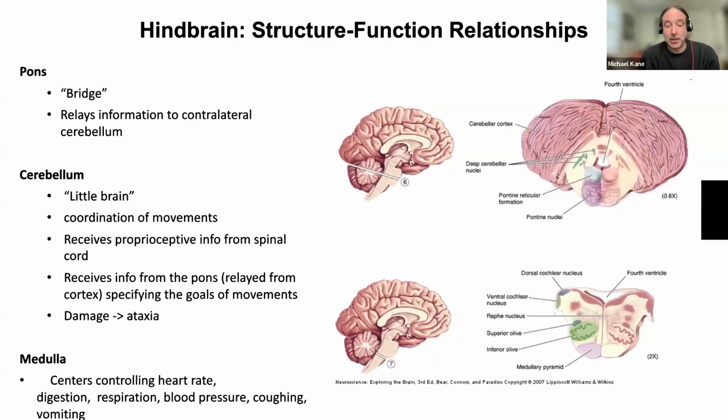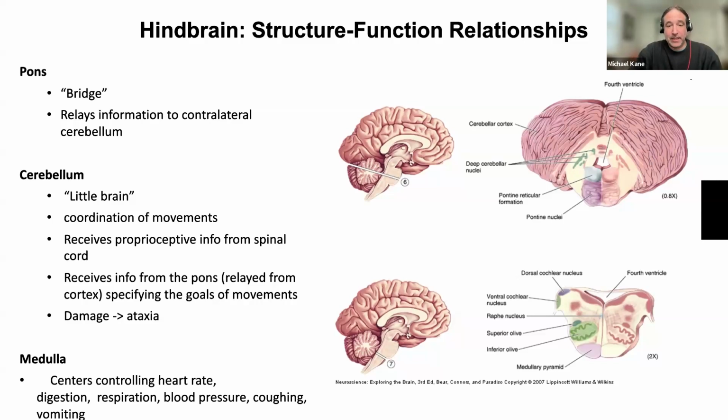And the cerebellum is going to receive information from the spinal cord, and it's also going to receive information from the cortex via this pons, and it's going to then specify goal-dependent movements. And we know that the cerebellum is important for coordination of motor movements because when it is damaged, we have a clinical syndrome called ataxia.